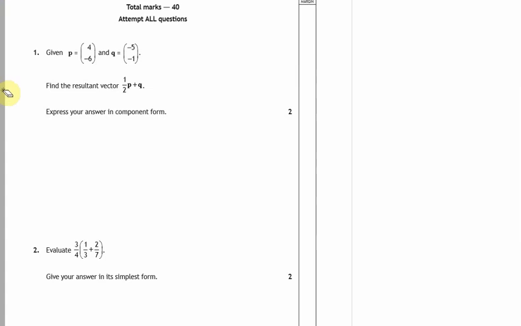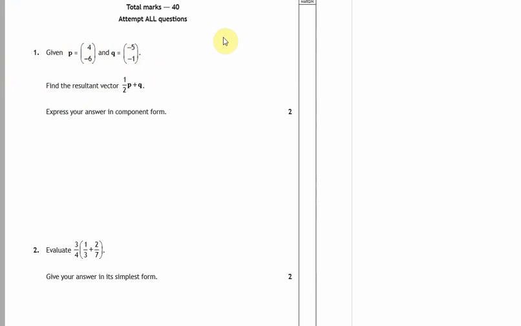Okay, so let's get started. Question one on the 2016 National 5 paper. So it looks like we've got a question about vectors to start off with. We're told what P is and we're told what Q is, and we're to find the resultant vector half P plus Q.